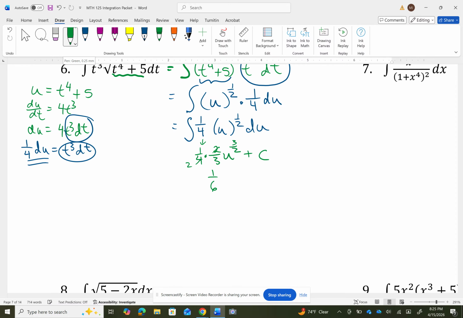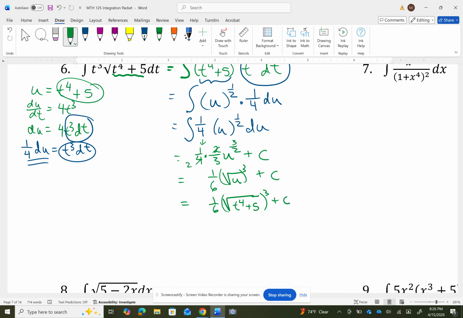Okay. And the u to the 3/2, that's the same as the square root of u raised to the third. You could have the 1/6 out in front, or you could have the 1/6 underneath. Either way, you're not quite done, because you have u's, but you need to get the t's back in. So that's when I'm going to go back and make this substitution. All right. So in place of the u, I'm going to put back in there the t to the fourth plus 5. It's cubed.